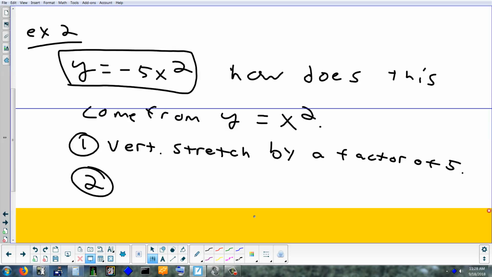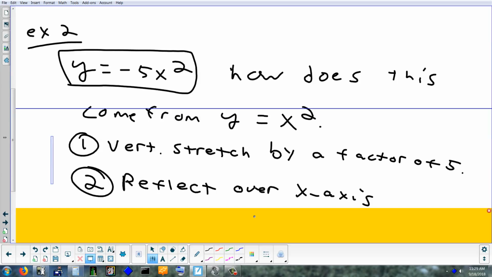And then the negative, we just talked about that. What does the negative do? Reflect it, flip it over the x-axis. So reflect, but you got to be a little more specific than just reflect, over x-axis. And that's what they're looking for.